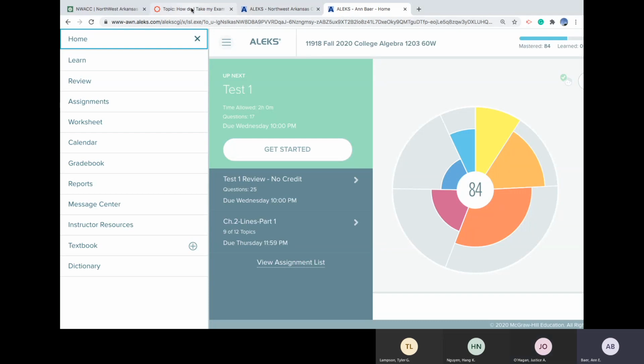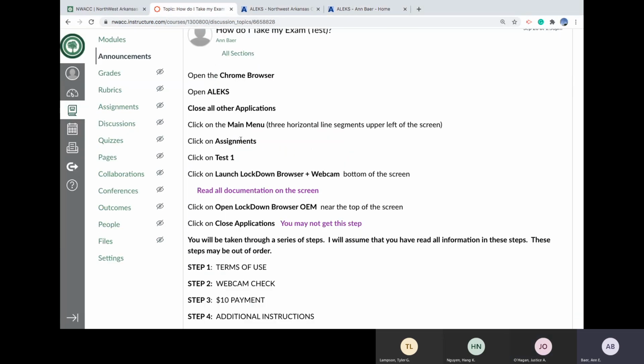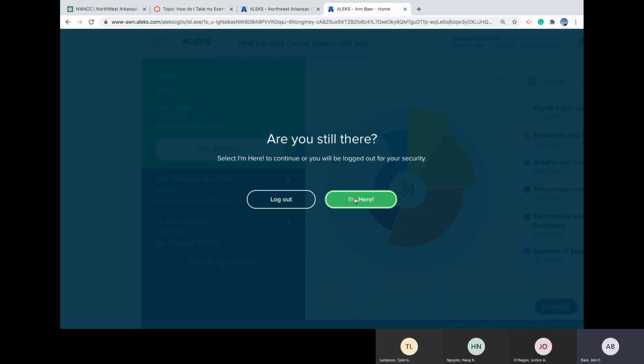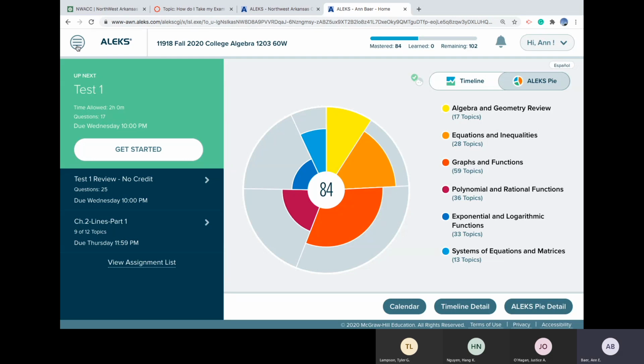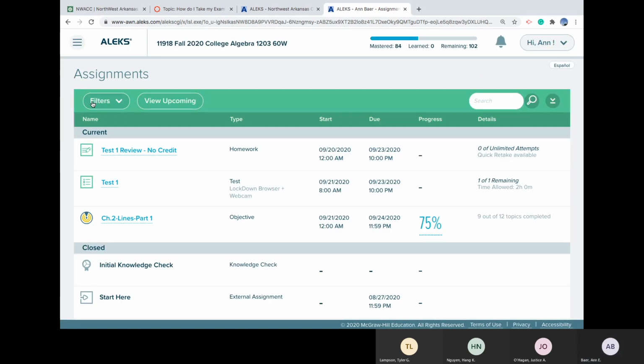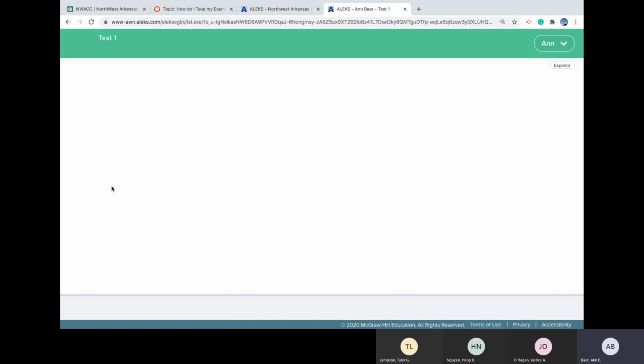Now, if I go back to the Canvas announcement, you can't flip like this on test day, so you want to be aware of that. And then you want to click on assignments. If you click on assignments in ALEKS, which is right here, and then you want to click on test 1, which is right here. That's the next step.